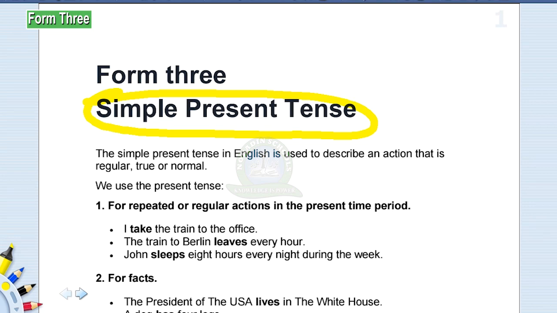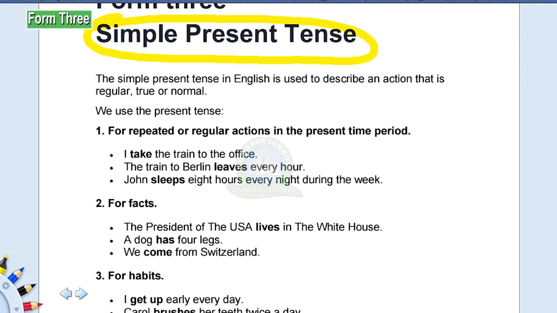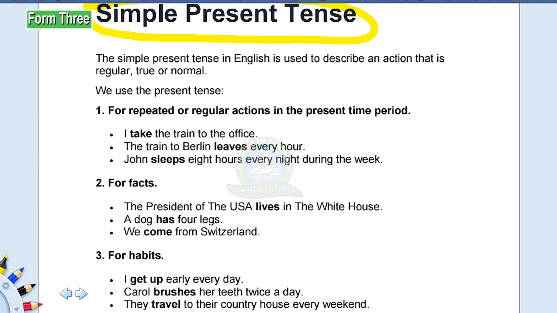Okay, let's take a look at this one. Simple present tense. The simple present tense in English is used to describe an action that is regular, true, and normal. This must be the definition, my dear. We use the present tense in these uses, 1, 2, 3, and 4. Okay, let's take these uses. They are very important when it comes to understanding tenses, my dear.